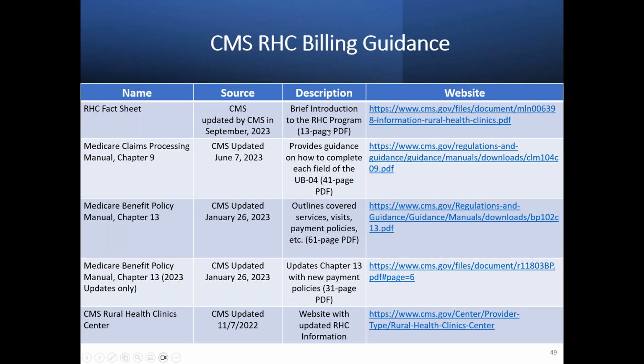You got 13 pages on the fact sheet, 41 pages on the claims processing manual, and 61 pages on Chapter 13. And really, you only have about half those pages that apply to you because FQHC and RHC information is in those two documents. Don't read the FQHC stuff. That's going to get you confused. Look for the rural health clinic stuff and only apply that, because some of the rules are different, and the FQHC information will not apply to you.